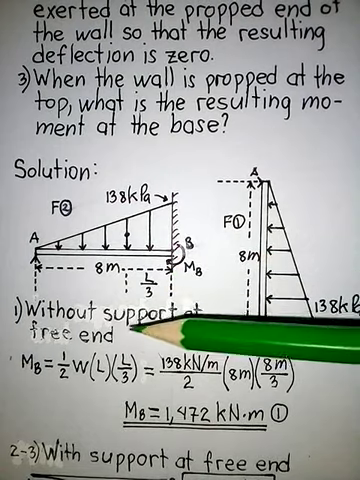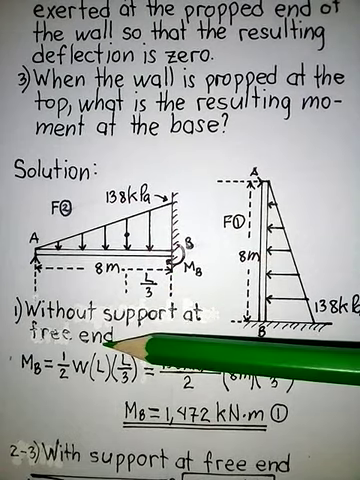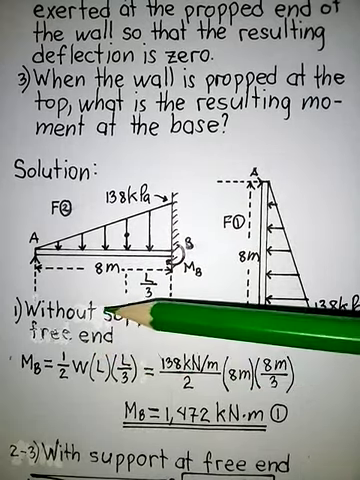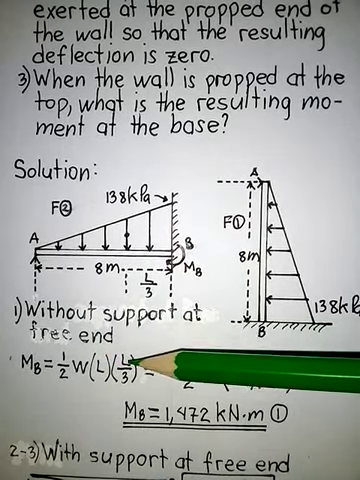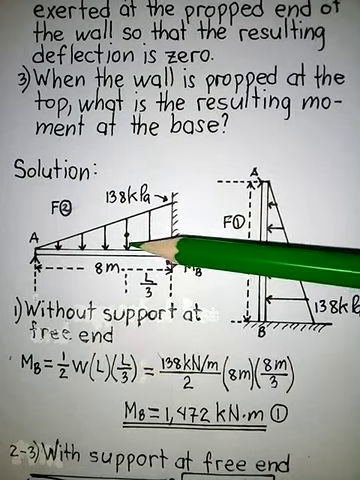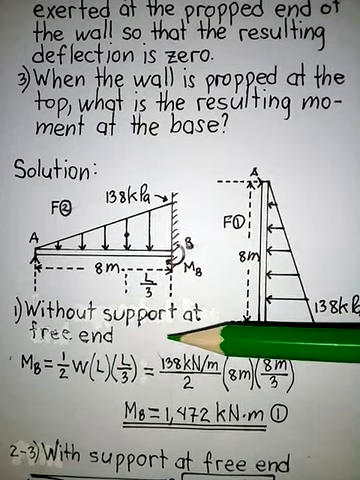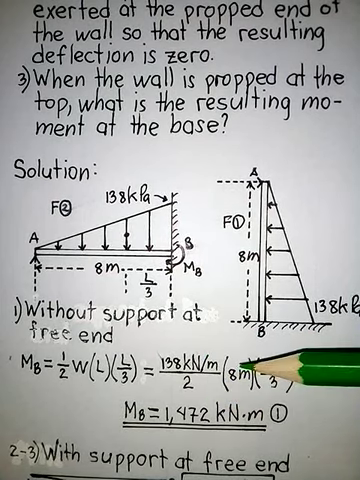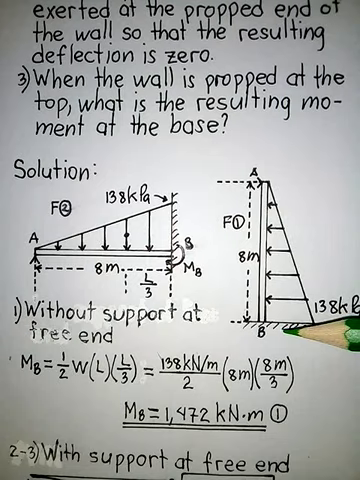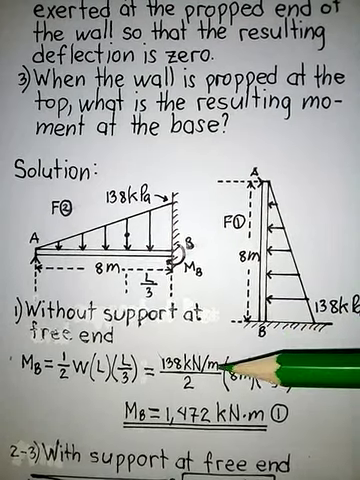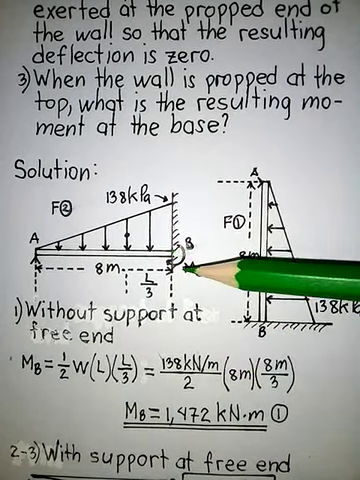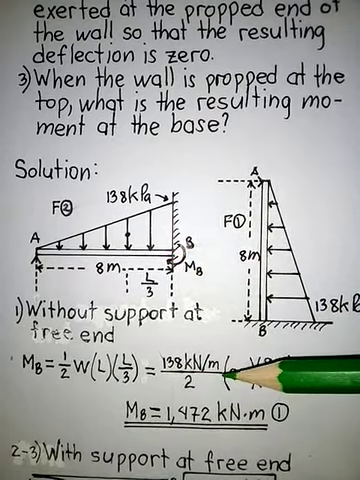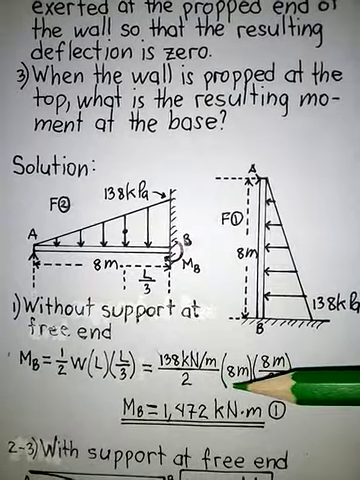This is 1/2 of the uniformly varying load multiplied by the length of the beam multiplied by the moment arm of the load from the fixed end. So that will be 138 kilonewton per meter divided by 2 times 8 meter times 8 meter over 3. And that will give us the moment at B, or the fixed end moment without support at the prop end, to be 1,472 kilonewton-meter. So that's number 1.